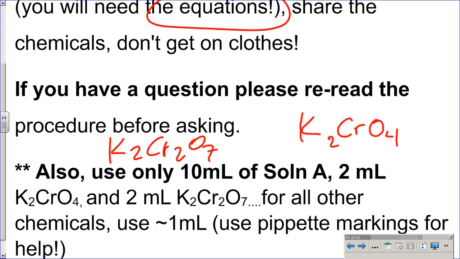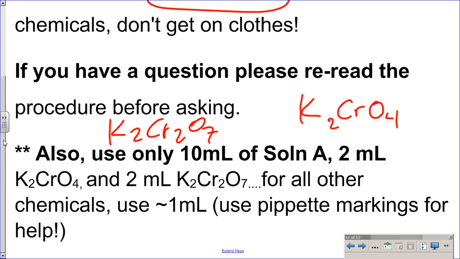Two other caveats, or two things I need you to know, because the lab says differently. I'm going to pass out 10 milliliters of solution A to you, which is just a solution of combined things, at your lab stations. In the lab it says you need 10 mils of the potassium chromate and dichromate. You only need 2 mils. Make a note, I'll leave it up here too, but those are the carcinogens. So I'm just trying to minimize our carcinogen stuff out there, okay?